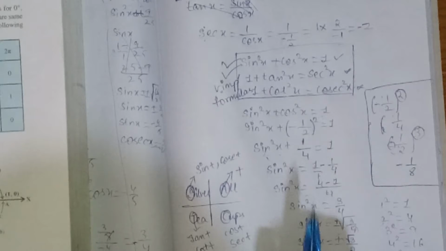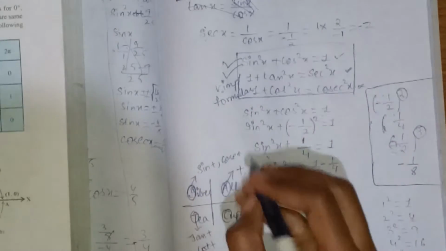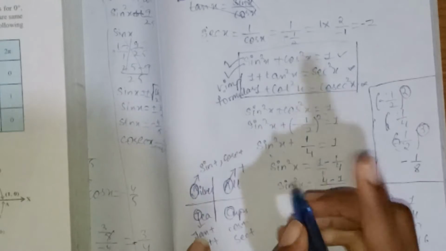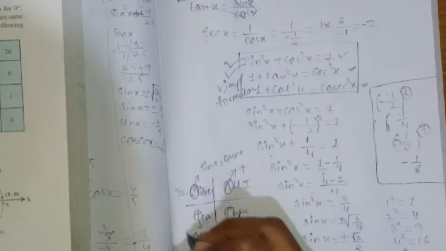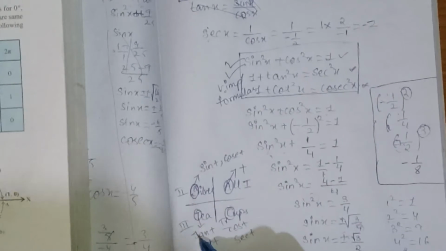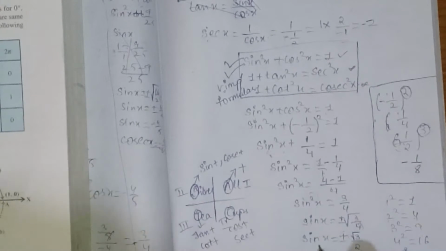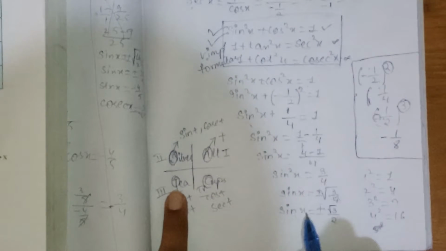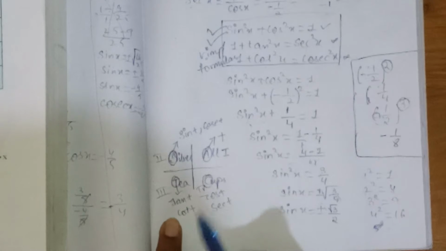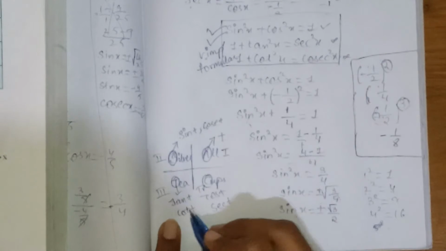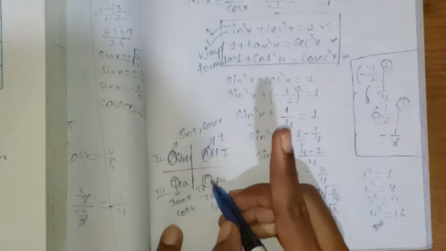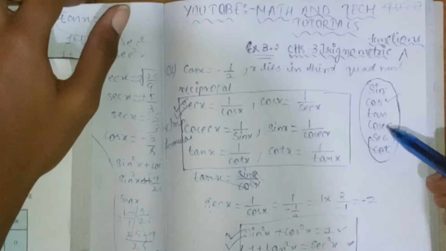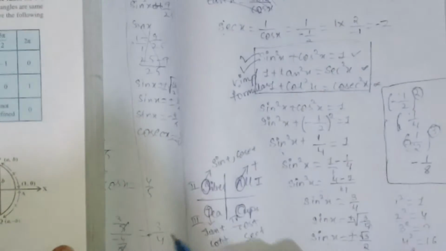So in the question they have given that x lies in the third quadrant. How do we identify the quadrants? This will be the first quadrant, second quadrant, third quadrant, fourth quadrant, in this order. So we have come to the third quadrant. In the third quadrant, is the sign positive or negative? In this only tan and cot are positive, and sine, cos, cosecant, secant are all negative.